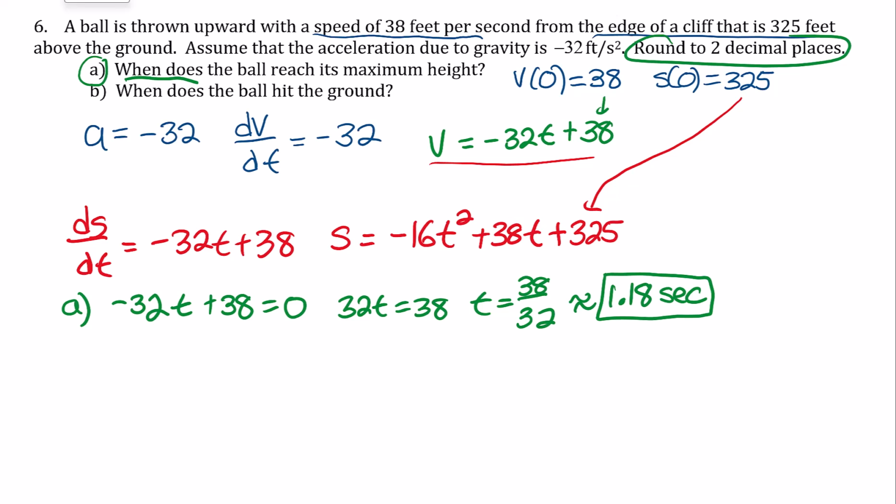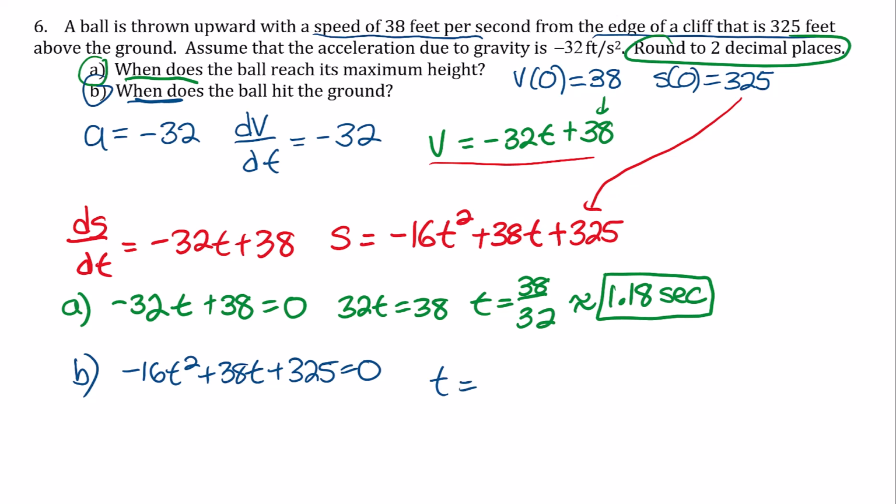Now let's go ahead and answer part B. And part B says when, so it's going to want time again. When does the ball hit the ground? Well, the ball hits the ground if the position function is 0. So let's go ahead and take that position function, negative 16t squared plus 38t plus 325, and put it equal to 0. And we're going to need the quadratic formula for that.